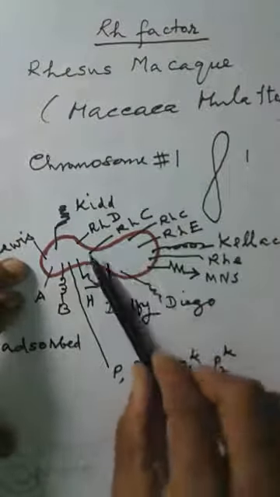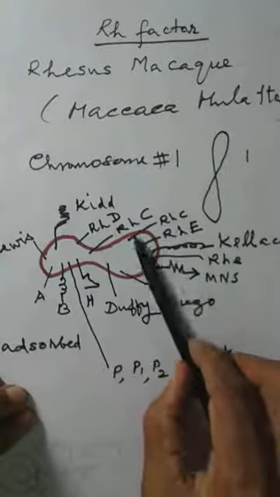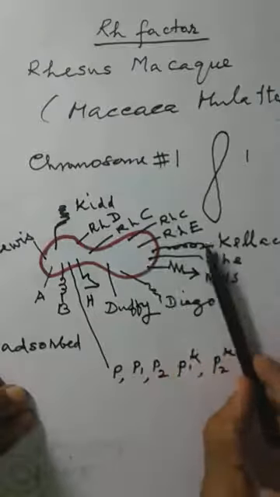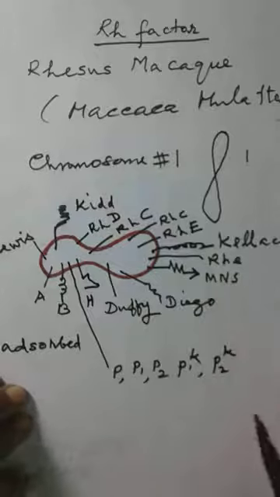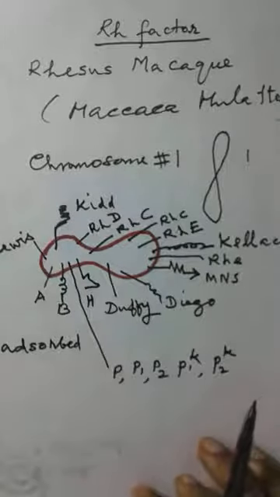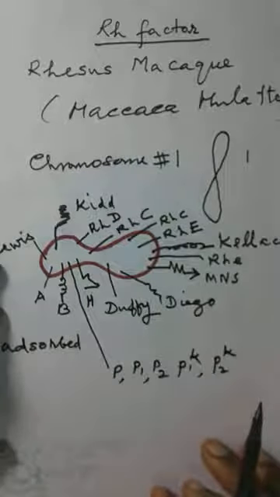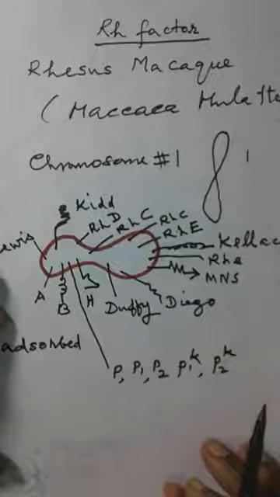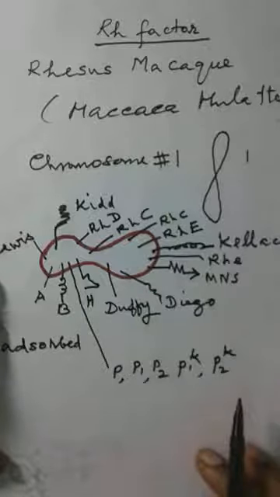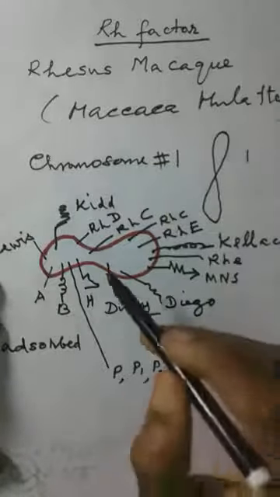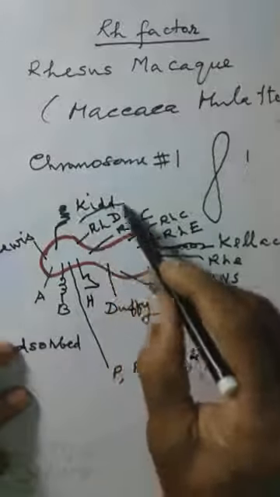In RH, there is RHD, RHC, small c, capital E, small e. It goes like that. In RH itself, there are around 49, 50 different varieties. Out of that, today we will concentrate on RHD.